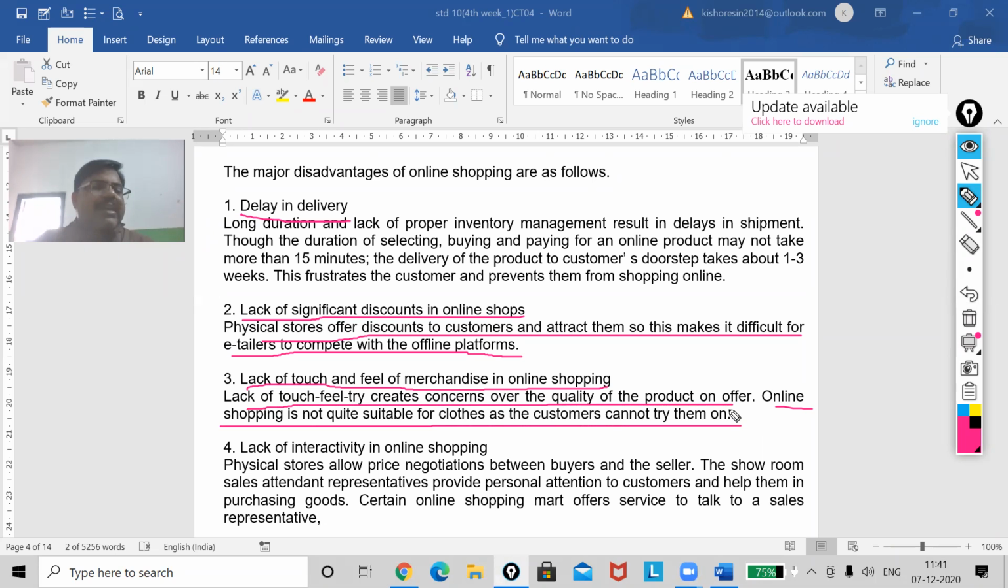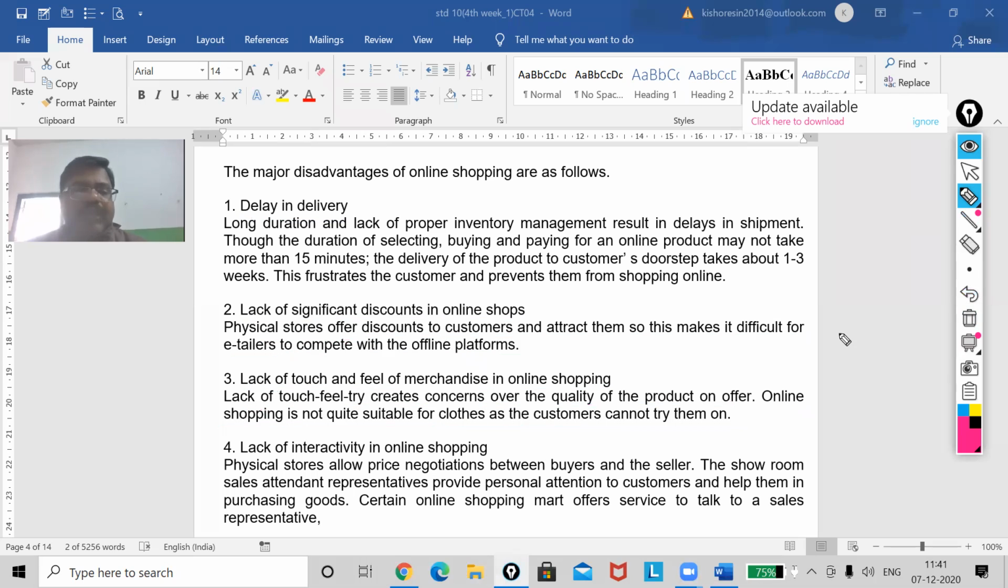Okay, that means the size you cannot adjust yourself. But if you are going the traditional way, doing the shopping, there you can have the fitting. Understood? You can check everything, which online cannot give.